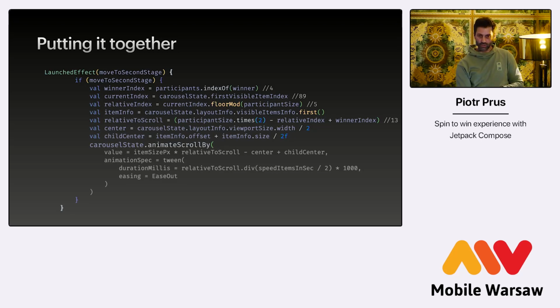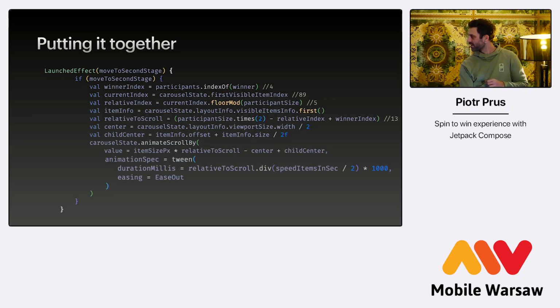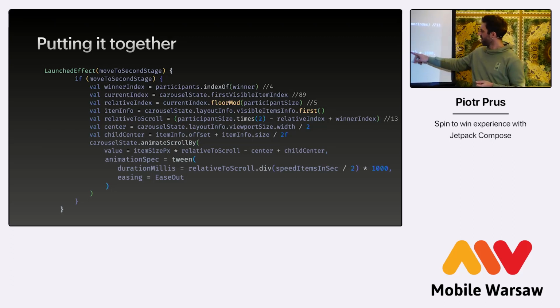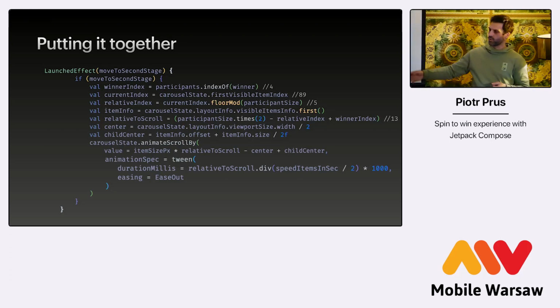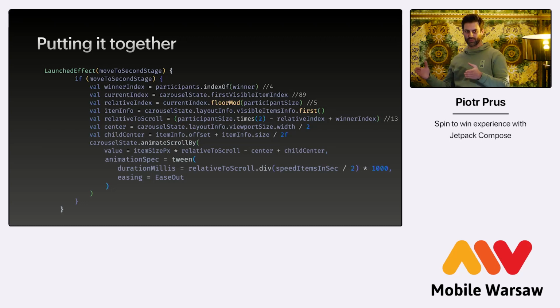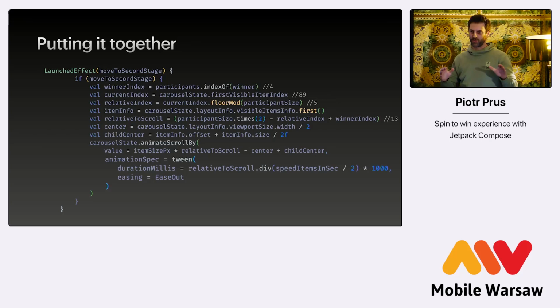And then we are animating scroll by, taking the item size in pixels, multiplied by relative to scroll. So we have the distance to scroll minus the viewport center plus child center. And then we have animation spec, and we are using the ease out, and the duration millis is something that we calculate like speed items in seconds, which is 8 divided by 2. So the relative scroll will be taking half of the time than a normal scroll would take for those items. And additionally, we are adding the ease out, so it's slowing nicely.